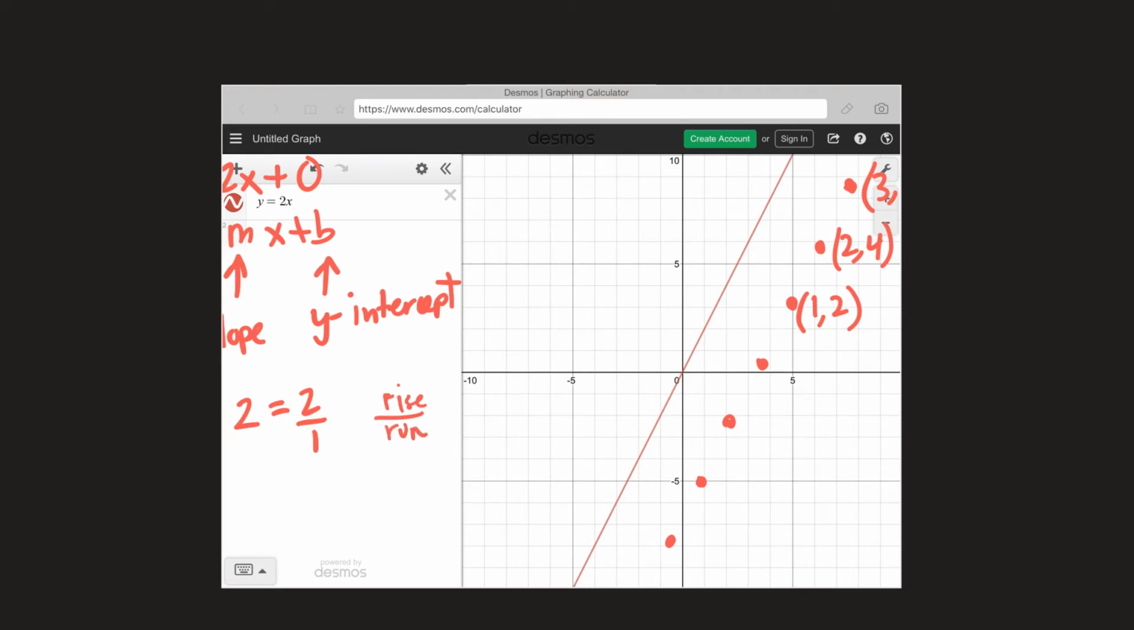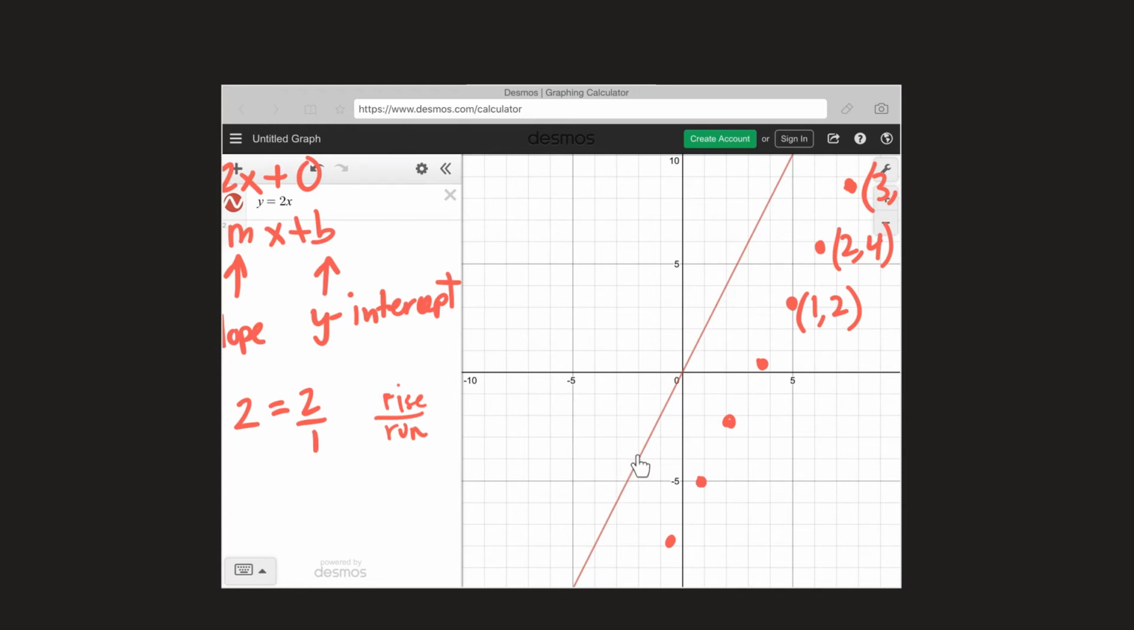And so that means from one point to the next, you go up 2 and over 1. Notice here, I'm going from this point, I'm going up 2 and over 1, up 2 and over 1, up 2 and over 1. That's called a constant rate of change. The constant rate of change makes this line go straight.